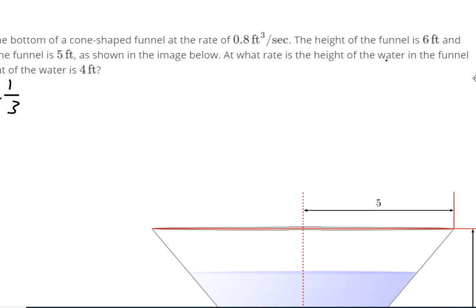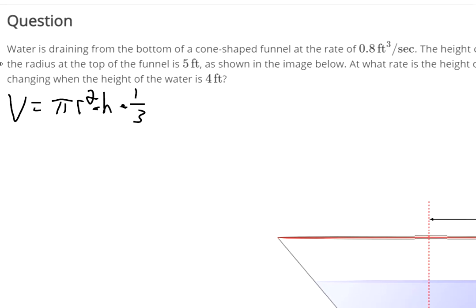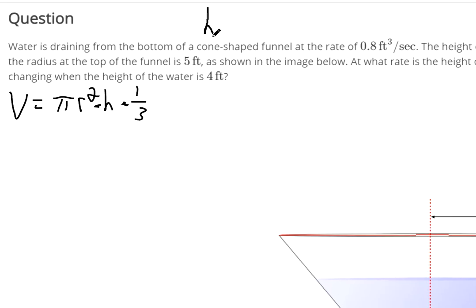The question is asking for what is the rate that the height of the funnel is changing. So they want to know what h prime is. In order to do that, we need to use implicit differentiation. Before I do that, though, I'm going to put the 1/3 up front so I don't lose it. So take a derivative of everything with respect to time. The derivative of v with respect to time, we don't know what it is, so we call it v prime.